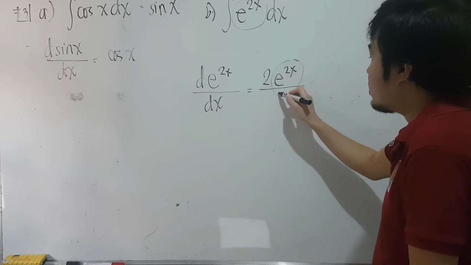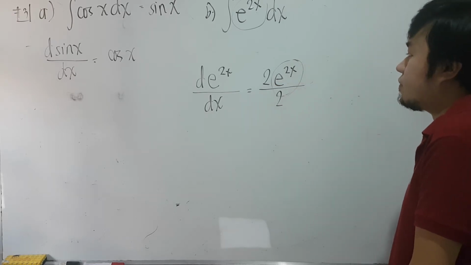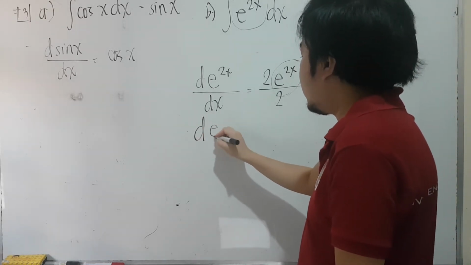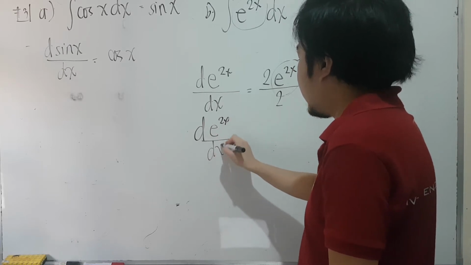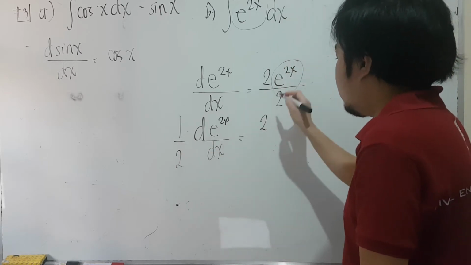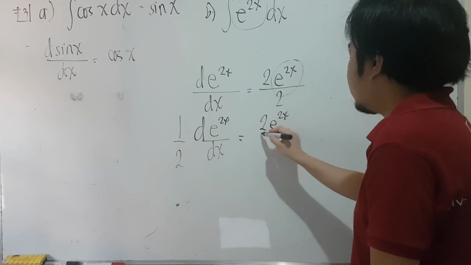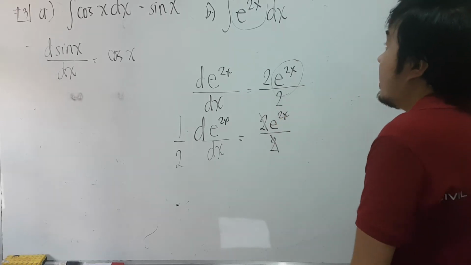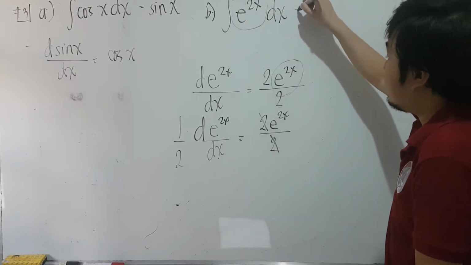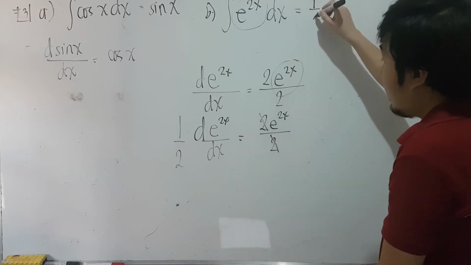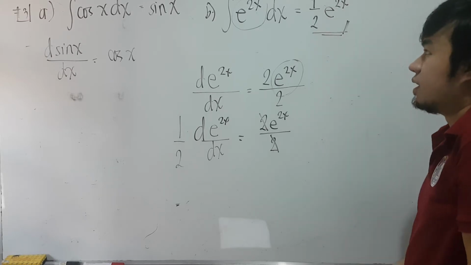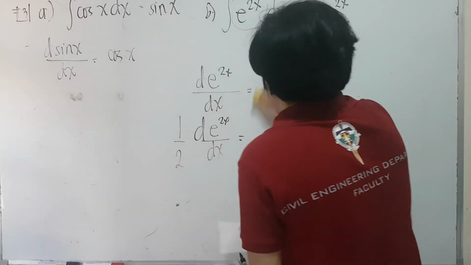Then I am going to introduce 1/2. So the derivative of 1/2 e raised to 2x with respect to dx would be 2 e raised to 2x over 2. The 2 will simply cancel out. Therefore, the integral of e raised to 2x dx is equivalent to 1/2 e raised to 2x. Okay? Number 3, letter C.